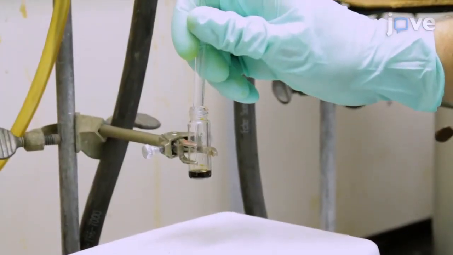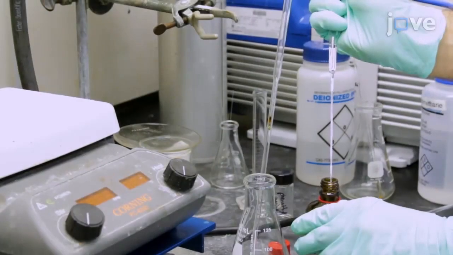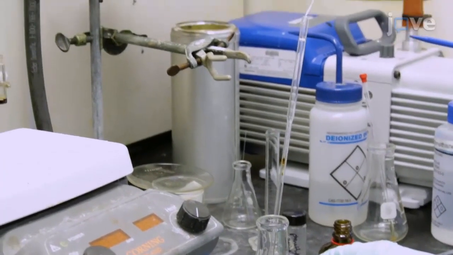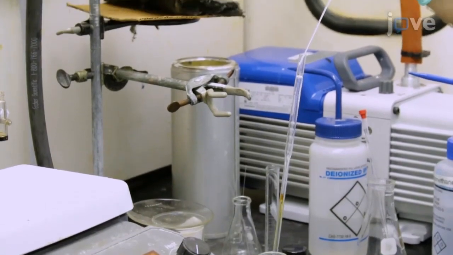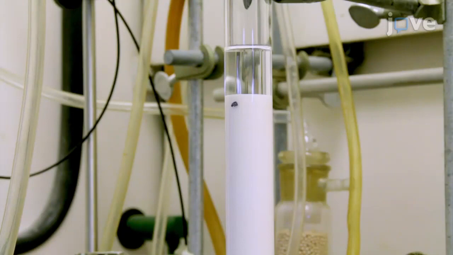Monitor the reaction periodically by removing a small aliquot from the reaction mixture, dissolving in deuterated chloroform, and acquiring a proton NMR spectrum. Observe for disappearance of the signals for tricarbonyl tropone iron in the proton NMR spectrum. Upon their disappearance, purify the crude reaction mixture via chromatography on basic alumina.